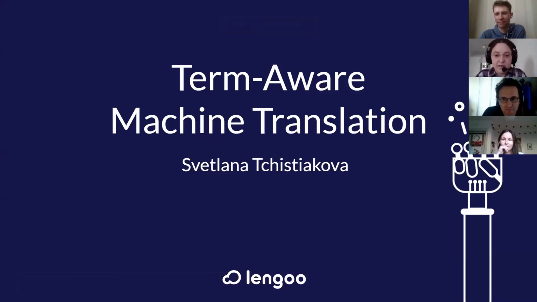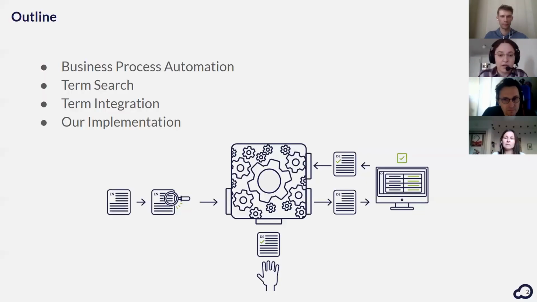So I'm going to talk a little bit about term-aware machine translation today. So basically, how do we get the machine translation system to understand and to use, rather, terminology from a glossary? So I'll just quickly go over our business and the business process automation side of it so that you can understand the context that all of this fits into. And then I'll talk about the challenges that we faced with searching for terms.